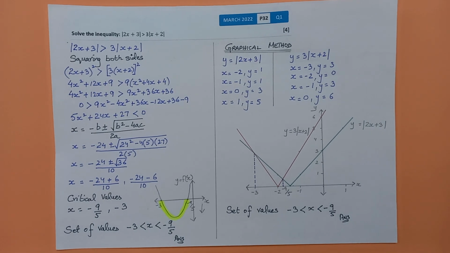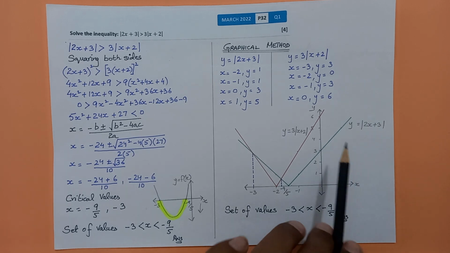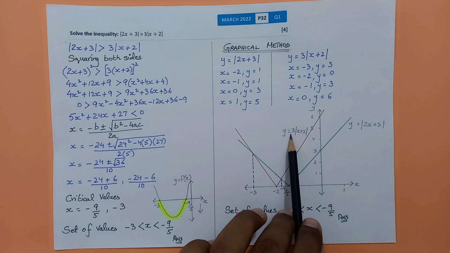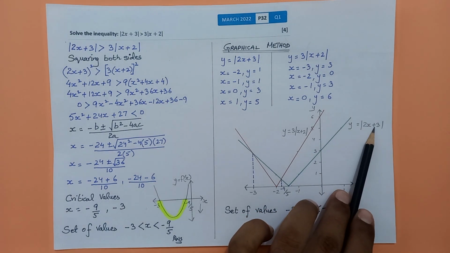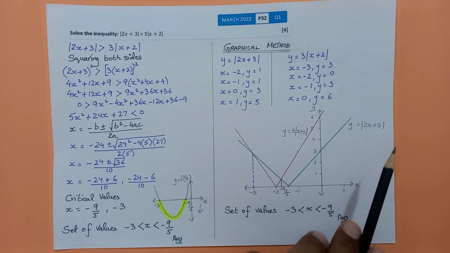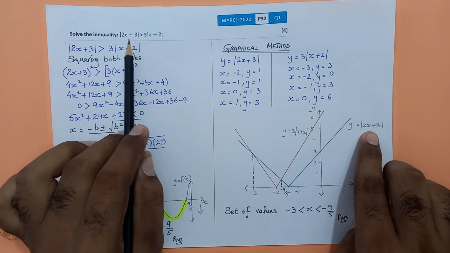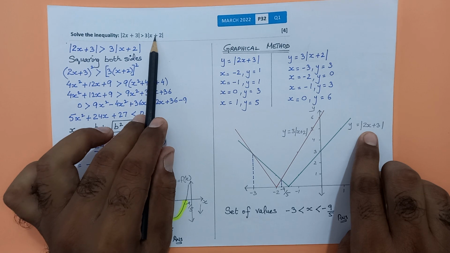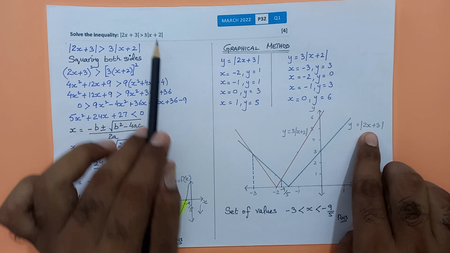Now the next point of observation is, I have used red color and green color. This red color is for the graph of y equals 3 modulus x plus 2, and the green is for this one, which is modulus 2x plus 3. That means this green line is representing 2x plus 3, which is this one. This is your green, and this one is the red one. According to the question, the green one is greater than the red one.